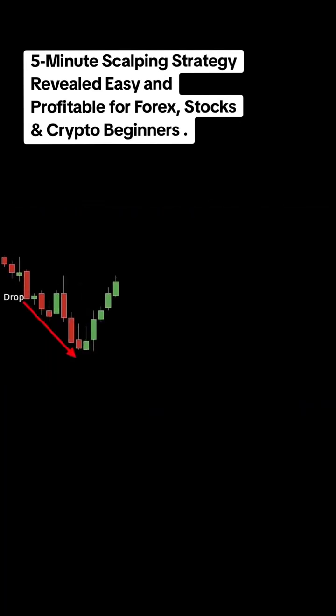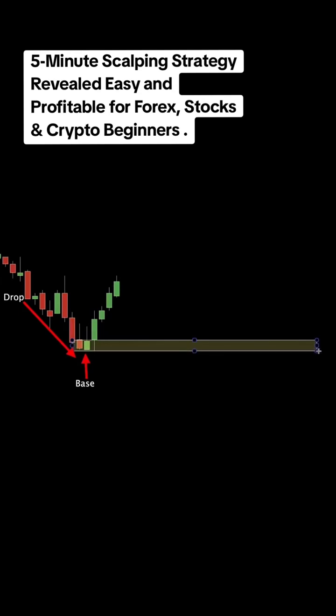As you can see, the drop isn't just a random move, it's a deliberate smart money play, a liquidity grab designed to trigger stop losses and shake out retail traders. Next comes the base. This is where accumulation happens. Smart money quietly builds their buy positions here, preparing for the next big move while everyone else is uncertain. During the base, there's often manipulation. They create false signals to trick retail traders into thinking the market might drop further. Finally, we get the rally, a strong upward move as smart money takes control, pushing the price higher.